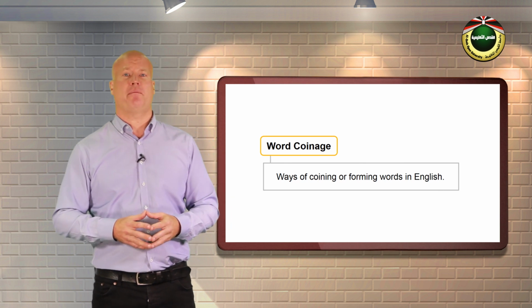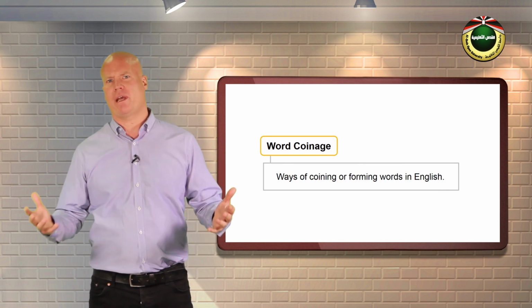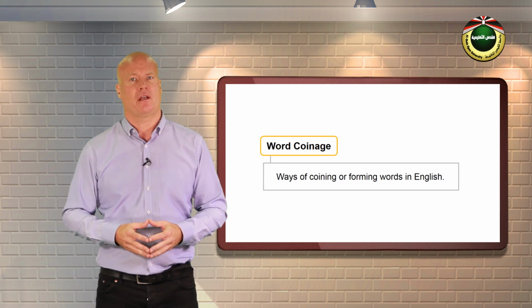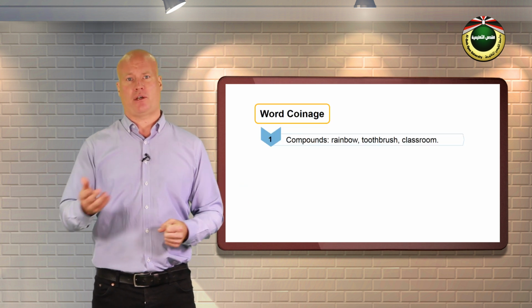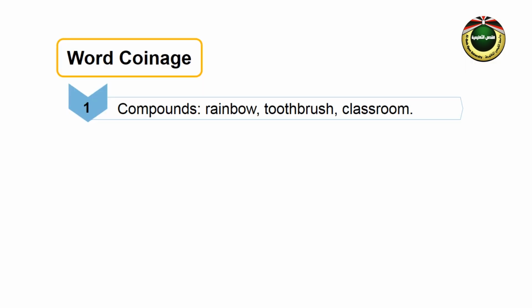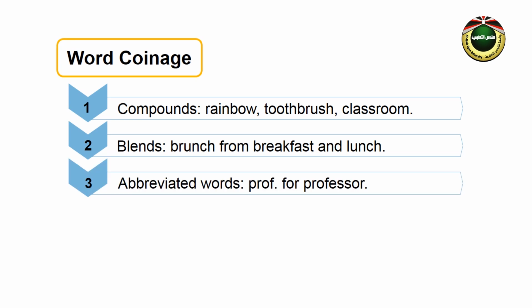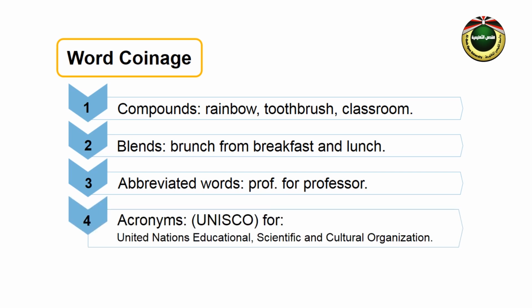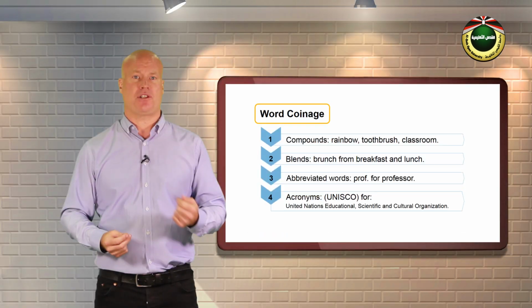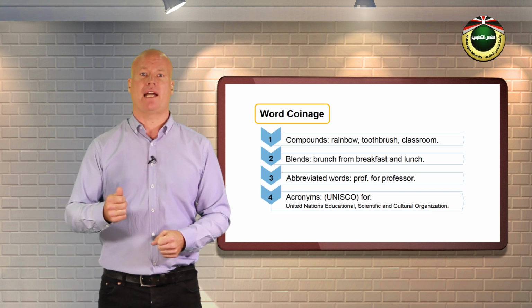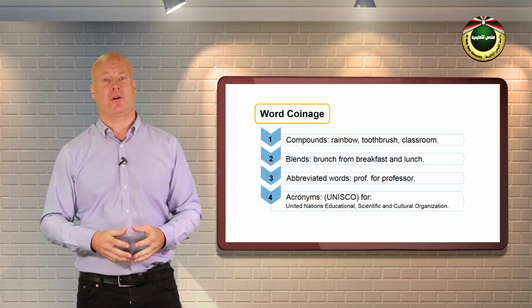Finally, we will be talking about word coinage or word formation. There are several ways of coining or forming words in English. These include making compounds like rainbow, toothbrush, and classroom, or blends, for example, brunch from breakfast and lunch, or abbreviated words like prof for professor, and acronyms such as UNESCO for United Nations Educational, Scientific, and Cultural Organization, and UNICEF for United Nations International Children's Emergency Fund.